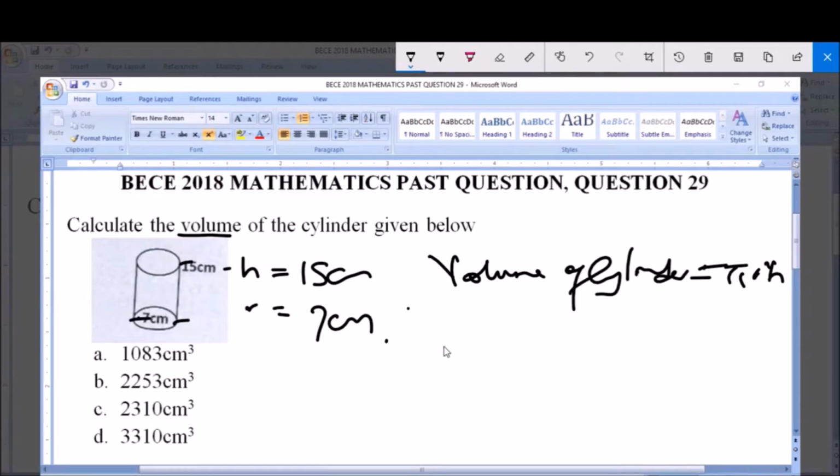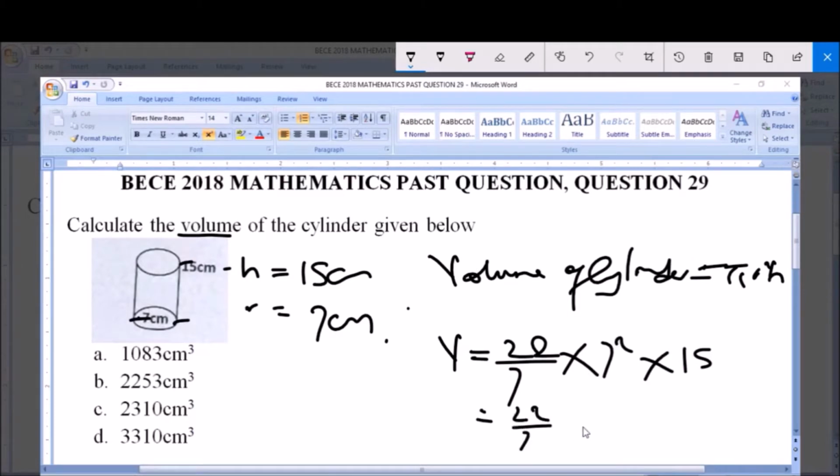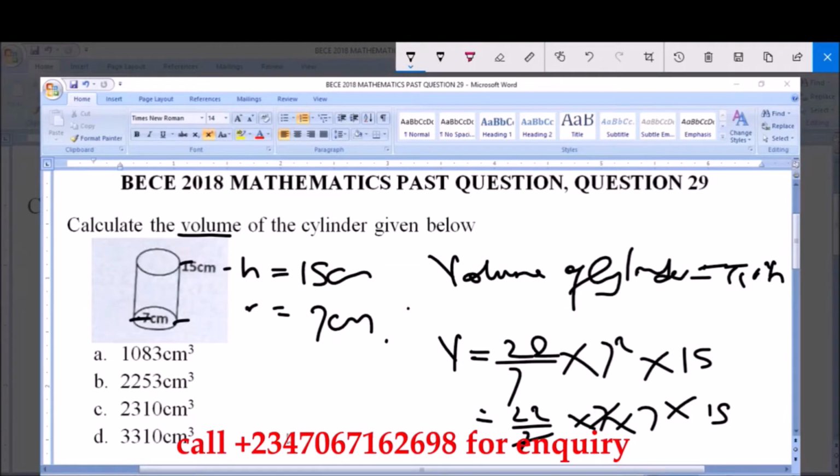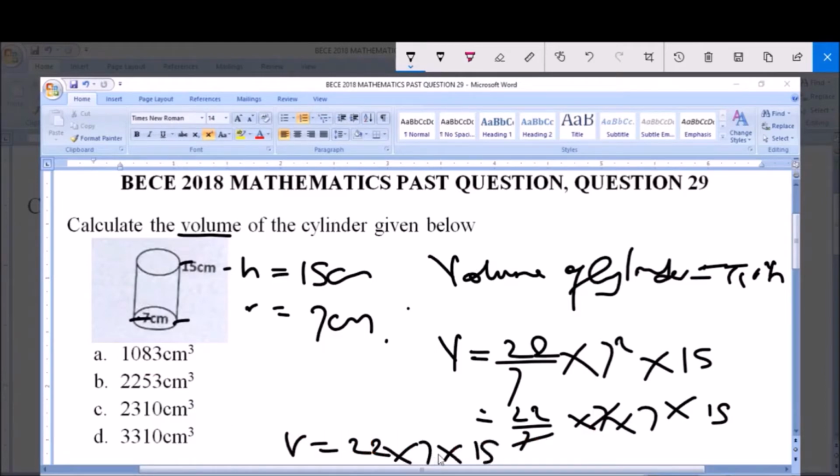So therefore we have that the volume of the cylinder V is equal to pi, which is 22 all over 7, multiplied by 7 square, r square, then multiplied by 15. So this is equal to 22 all over 7 multiplied by 7 times 7, which is 7 square, times 15. Now we cancel this 7, so we have that V is equal to 22 times 7 times 15, and this is equal to 2310 centimeter cube. So this is the answer to this question.